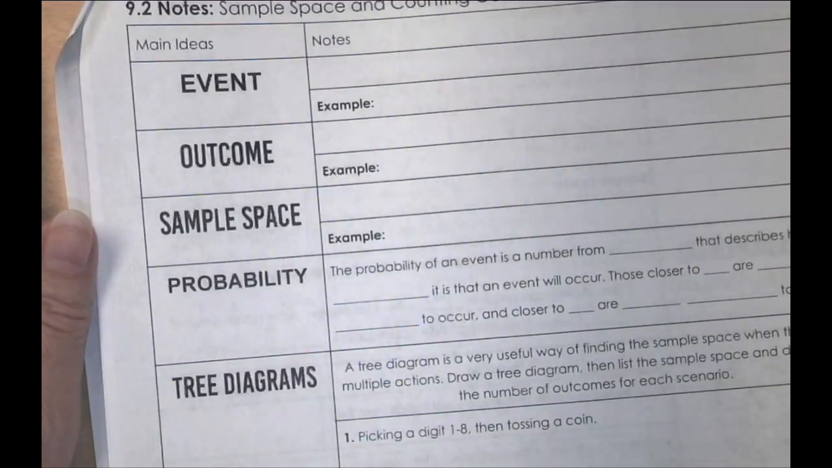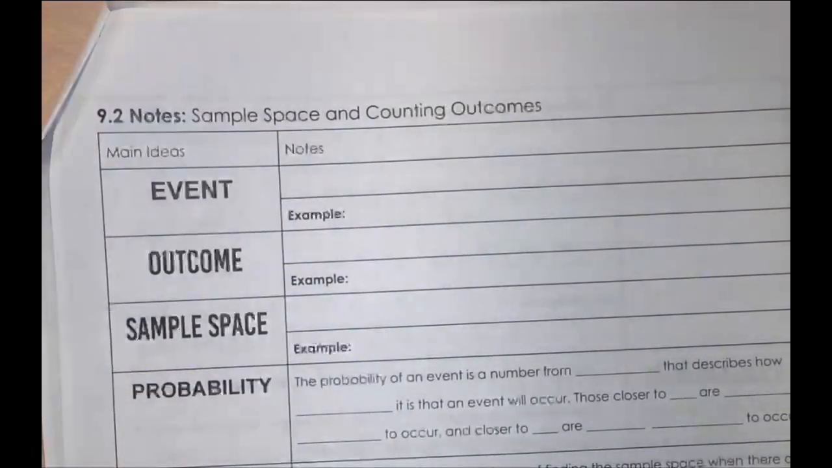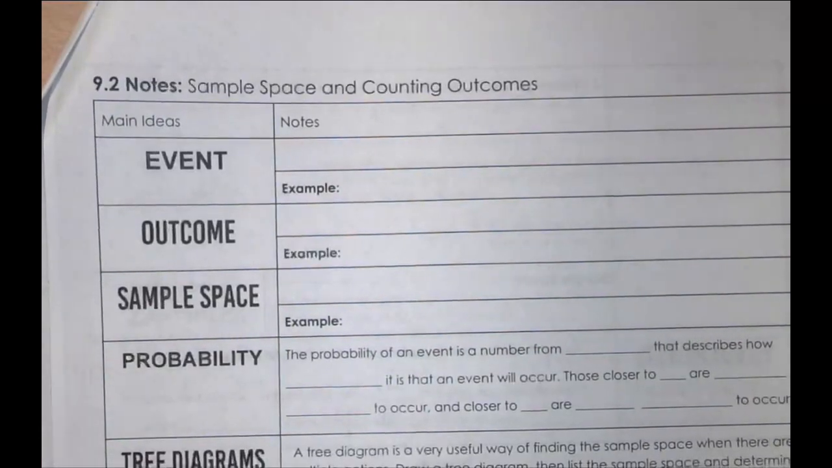Today we'll be talking a little more about probability. We'll be talking about sample space and counting outcomes. So first we need some definitions, as we usually do.